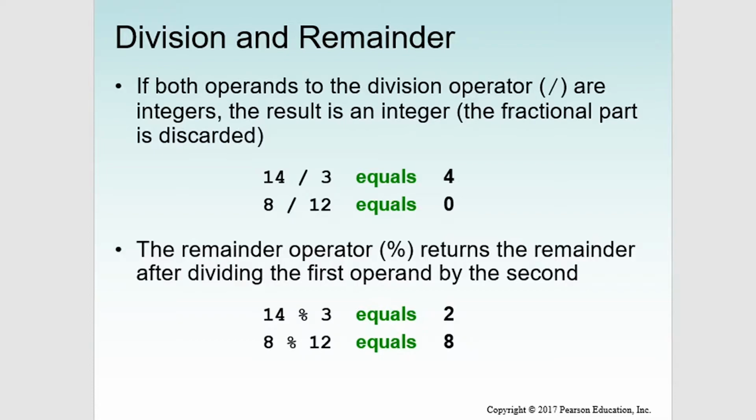So for example, if you have 14 divided by 3 and 14 and 3 are declared as integers in Java, then it's going to equal 4. The fractional part gets removed. If you have 8 divided by 12, the 8 is an integer, the 12 is an integer, then the result will be 0.